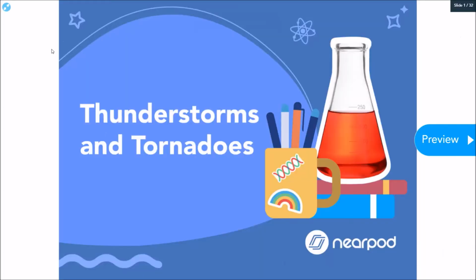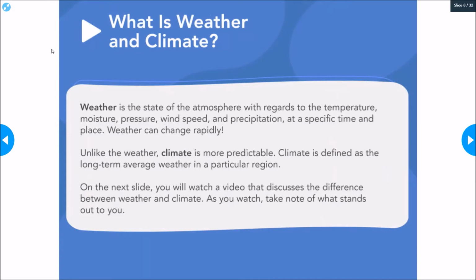Now that we know how thunderstorms work, let's look at them in some more detail. So before we move on, let's look at what weather and climate are. Weather is the state of the atmosphere with regards to the temperature, moisture, pressure, wind speed, and precipitation at a specific time and place. Weather can change rapidly, as we saw just previously.